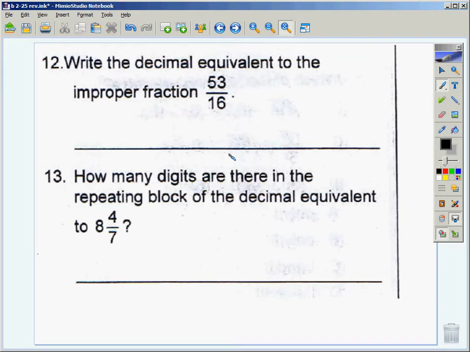Okay. Number 12 is simply something that you'd punch into your calculator. 53 divided by 16 is 3.3125. Number 13, I really don't need to look at this 8 that's out in front. All I really need to do is the 4 divided by 7. And I want you to see what that looks like on a non-scientific calculator.